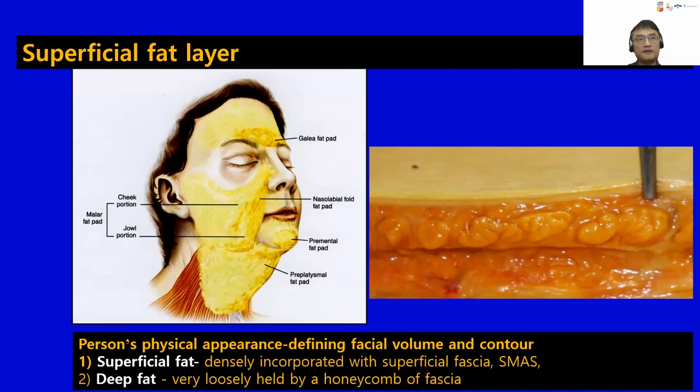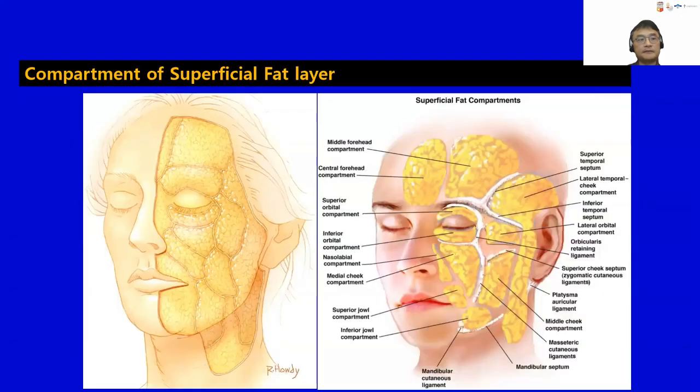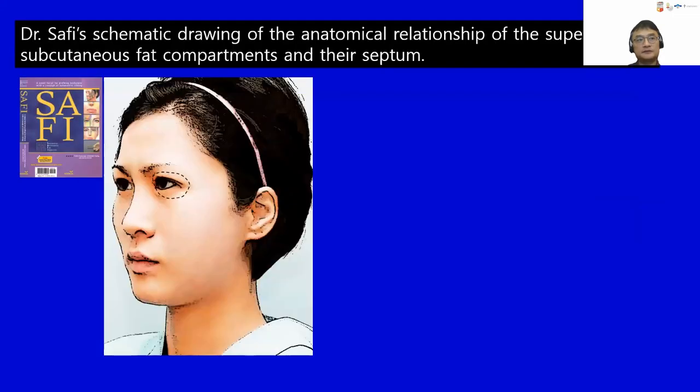As you see, the superficial fat layer is densely stuck in the space, which is formed by the retinacular ligaments, in the form of small yellow lobules. And the fat is usually held by a honeycomb of fascia. Recently, superficial fat was known not as a continuous layer, but as separated by each septum. It can be compartmentalized like a big puzzle. I drew this puzzle by myself. It took almost 1 month.